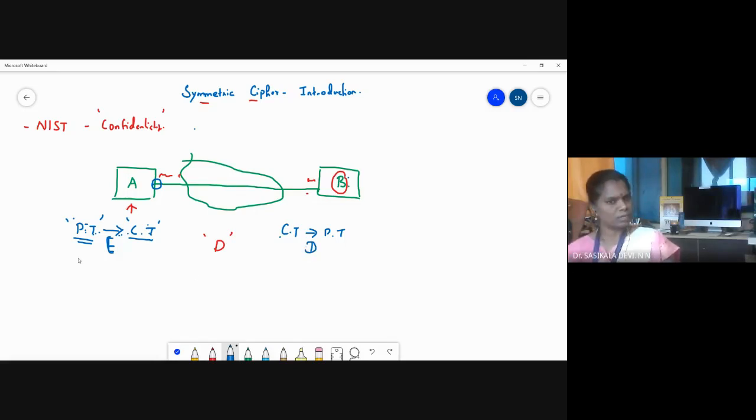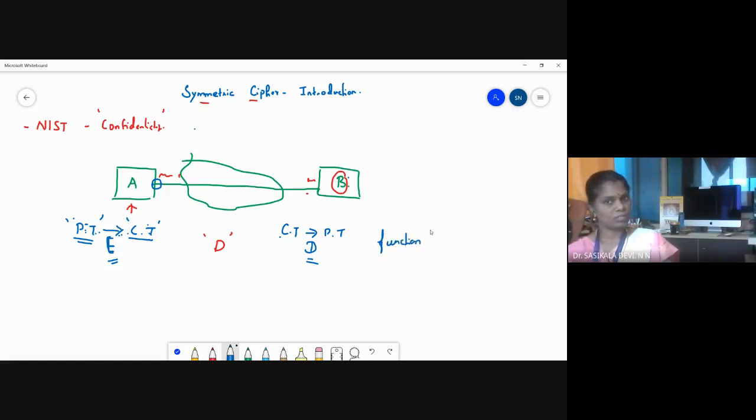So encryption is a function and decryption is a function. Encipherment is the process done by the encryption function. Decipherment is the process done by the decryption function. The only change is that encryption takes plain text as input and gives ciphertext as output, while decryption takes ciphertext as input and gives plain text as output. This is known as a function.